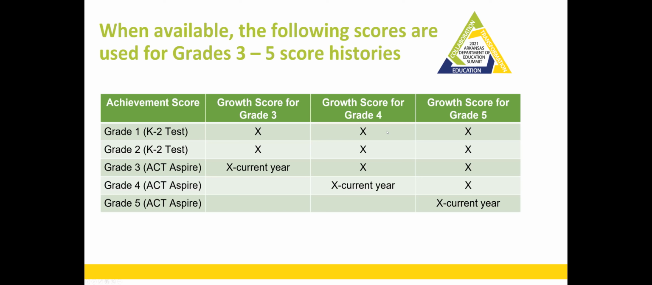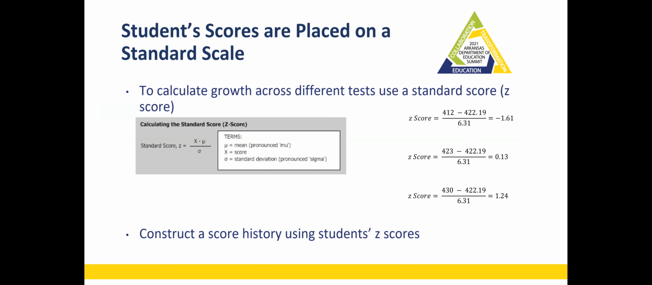In grade 4, we're using grades 1 and 2 achievement scores from their K2 test, and then we're using the grade 3 Aspire, and then their 4th grade score for their current year score. So now their achievement story is told from grade 1 through grade 3. And then 5th graders get the full history that's available from grades 1 through grade 4, their achievement story, and then we use their 5th grade current year score. This is a scale. If you're wondering what I meant about Z-scores, this is the simple formula that is used to calculate a Z-score for every student. That Z-score is literally the difference between the mean, the average student, and the student that we're talking about in particular.